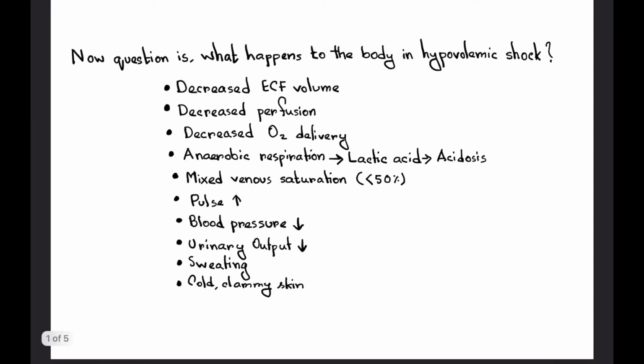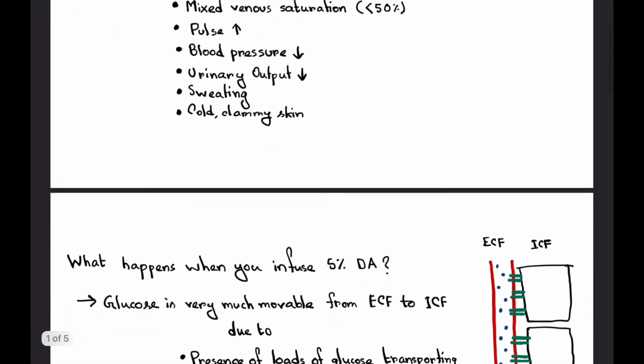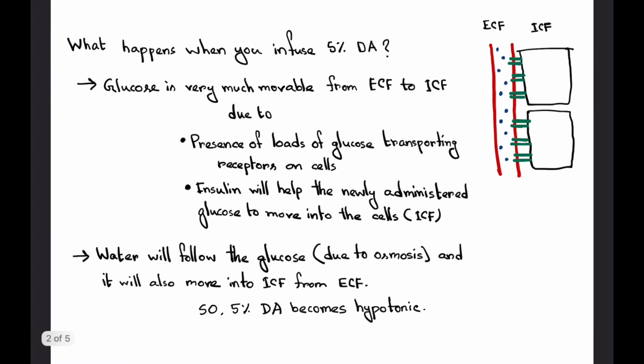Keeping all this in mind, we are now going to learn what actually happens when you infuse 5% DA. We already mentioned that 5% DA contains glucose, right? And glucose is highly osmotically active, and it has a tendency to move into the highly concentrated area. So when you infuse the 5% DA, it goes into our ECF, right?